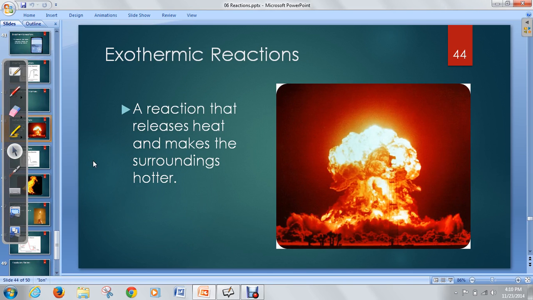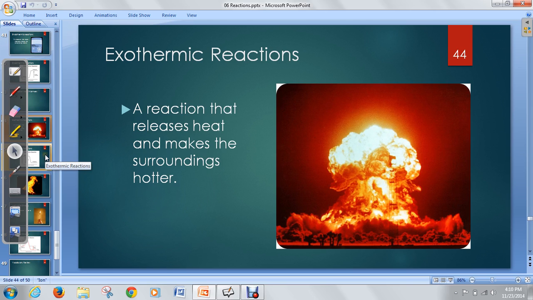An exothermic reaction is probably one we're more familiar with. This is the opposite effect, when a reaction releases heat and makes the surroundings hotter. Exo meaning out and thermic still meaning heat. So outward heat, right? Releasing heat. Combustion is an example of an exothermic reaction. But it's not always a flame. It may just be heating up the surroundings, just like a hand warmer, right? A hand warmer would be an exothermic reaction. It's making your hands warmer by releasing that heat from the reaction.